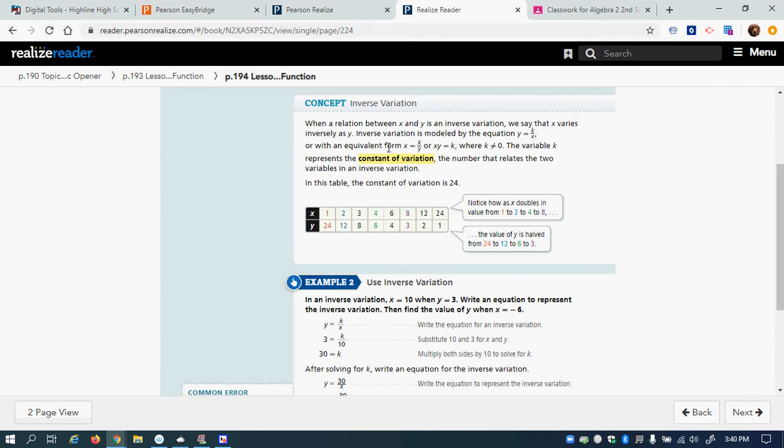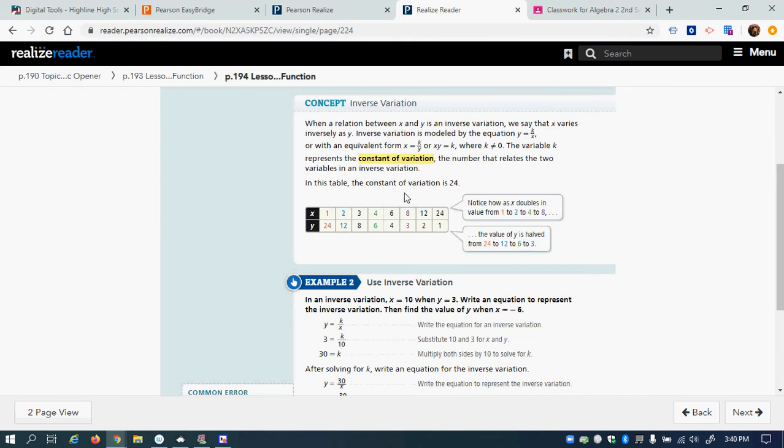Well, we can rewrite it differently. We could say it's x equals k over y, or x times y equals k. These are all the same equation, they're just written in different forms. So the variable k represents the constant of variation, the number that relates the two variables in an inverse variation.